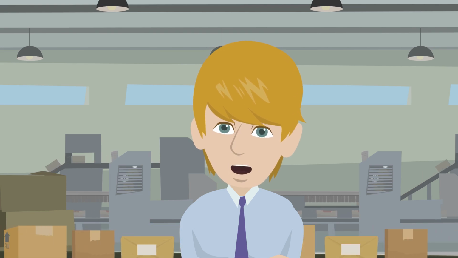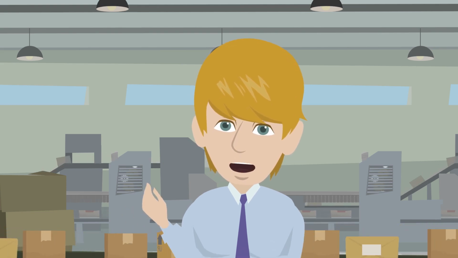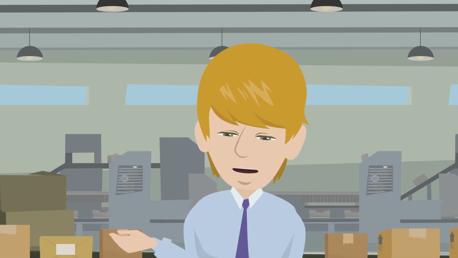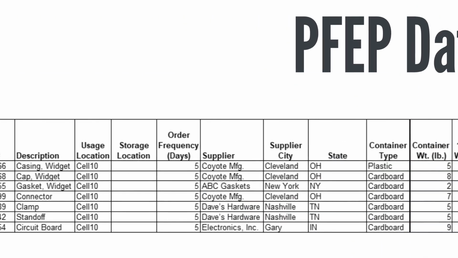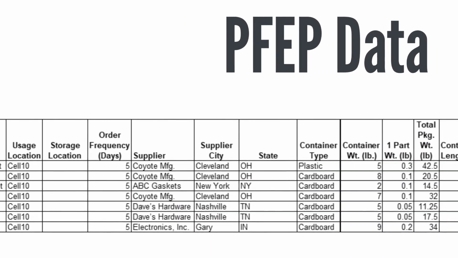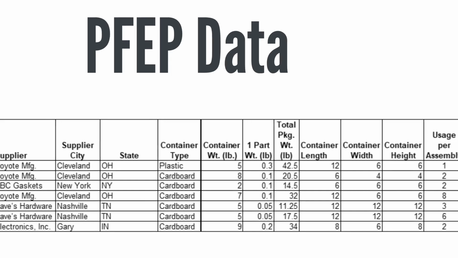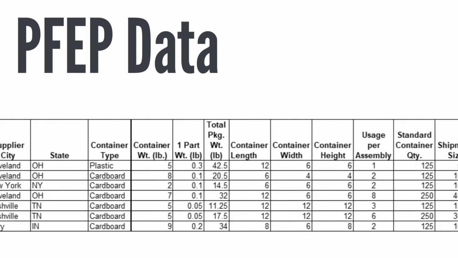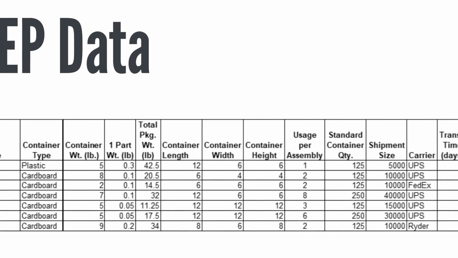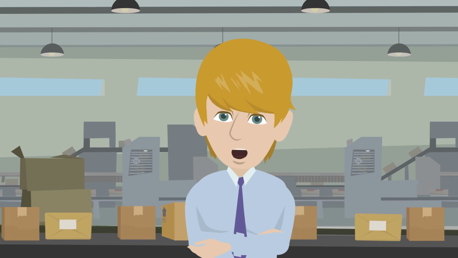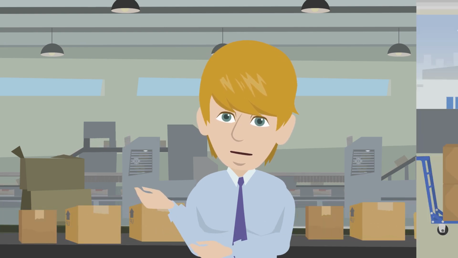What information should you include in your PFEP? You should include all of the data about each part that you need. This typically includes part number, description, usage data, storage location, container sizes, supplier information, including supplier ratings, lead time, transit time, etc. You should be able to download this spreadsheet as an example on this page in the e-learning system.